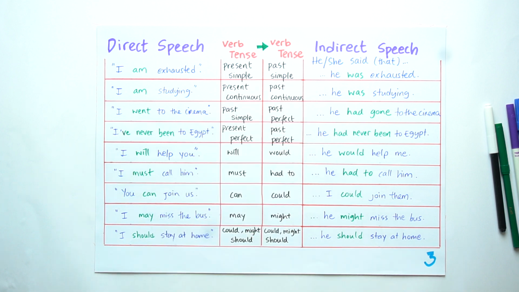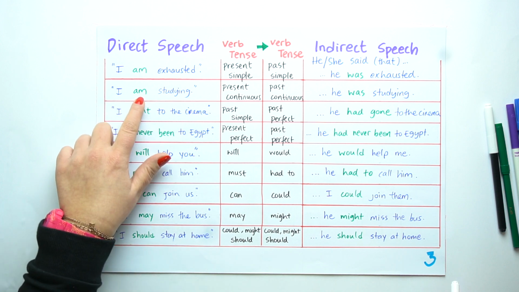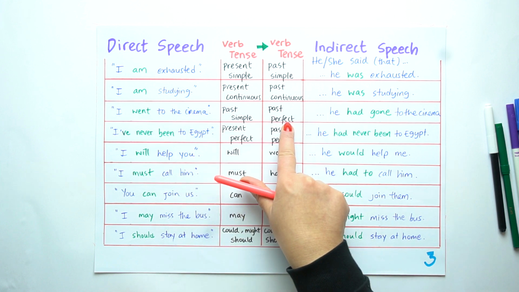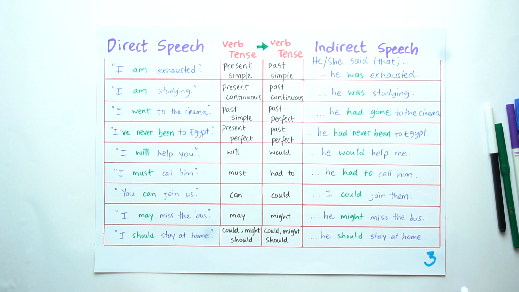So we use backshift. "I am studying." What tense is it? It is present continuous tense. Present continuous becomes past continuous, and we say he said that he was studying. The third sentence is in past simple. "I went to the cinema." Past simple becomes past perfect. So what is the correct tense? It is past perfect. We say he said that he had gone to the cinema.